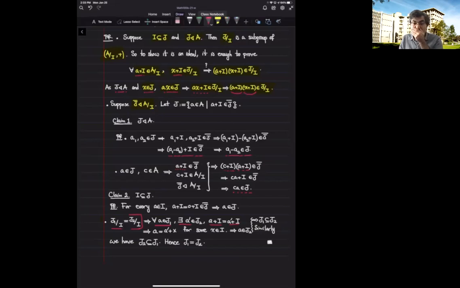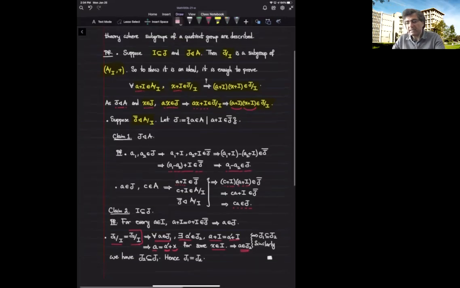But two cosets are the same precisely when the difference between the coset representatives belongs to the ideal. So this implies A is A prime plus something inside I. But remember, I is a subset of J sub 2. So this guy belongs to J sub 2. This guy belongs to J sub 2. And therefore, A belongs to J sub 2. So this implies that J sub 1 is a subset of J sub 2, and the other way around is similar. And therefore, we get the desired corresponding result, meaning every ideal of A over I comes from an ideal of A that is sandwiched between I and A.